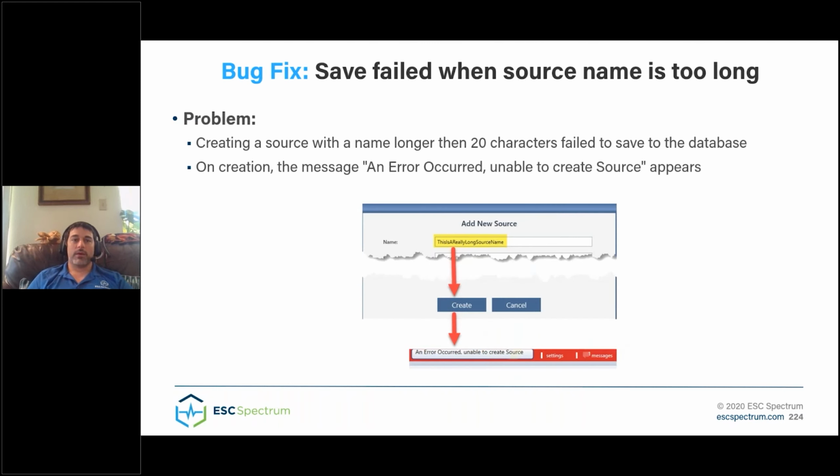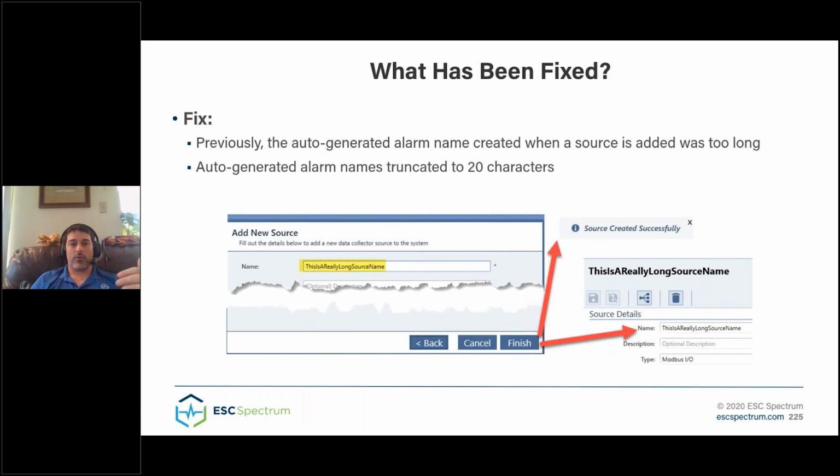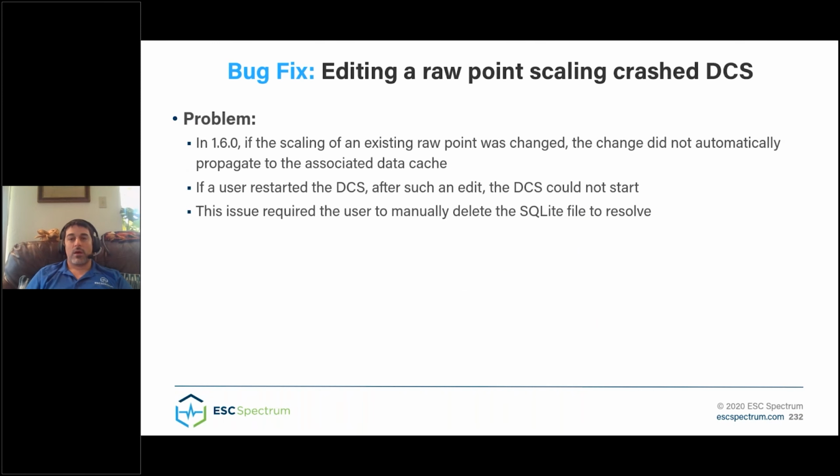All right, bug fix. Save file when source name is too long. Basically, when you went to add a new source, if you put in a source name that was too long and you hit create, it would just give you an error. And so we, as mentioned in one of the other features, improved the validation where it won't let you put in a name that's too long. It won't let you put in invalid stuff as you create the source.